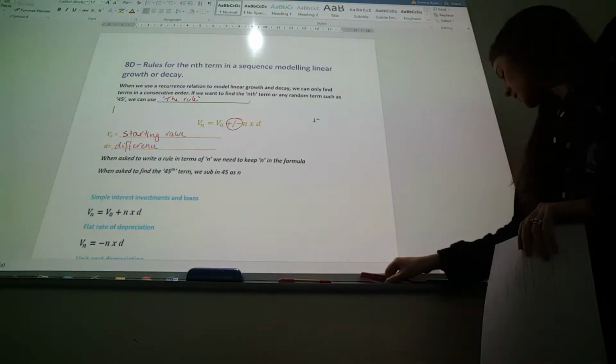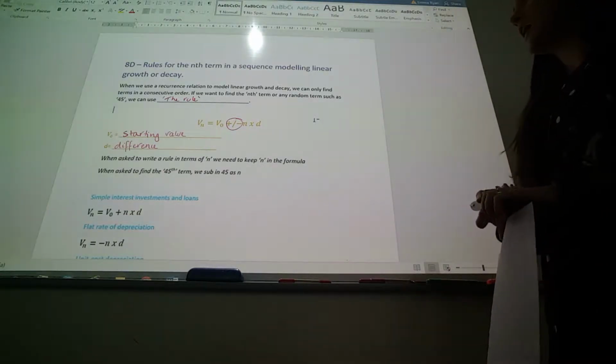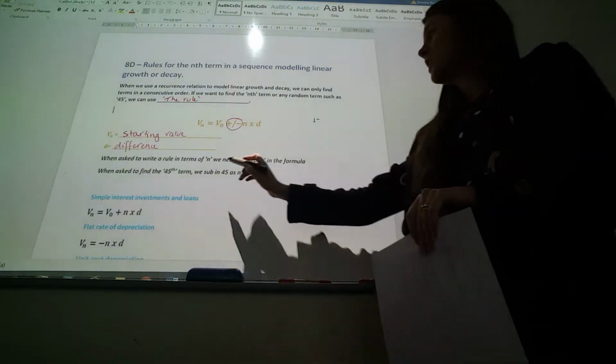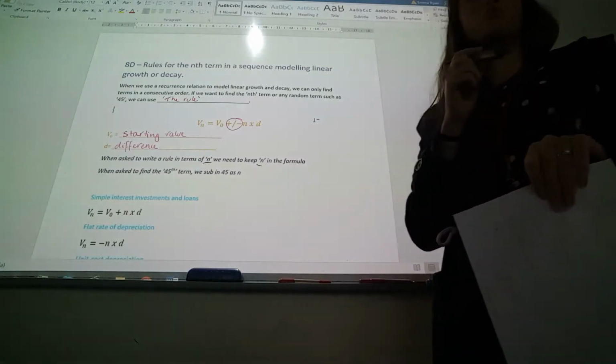It's really important though, when we're reading questions, if we are asked to write a rule in terms of n, we keep n in the formula.